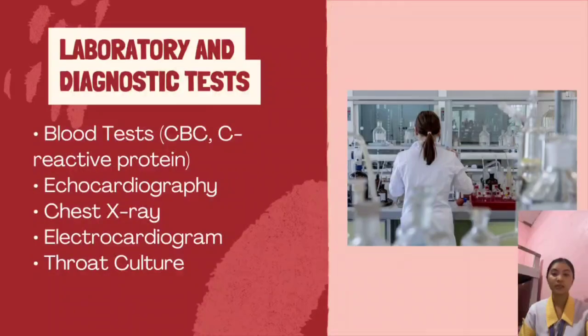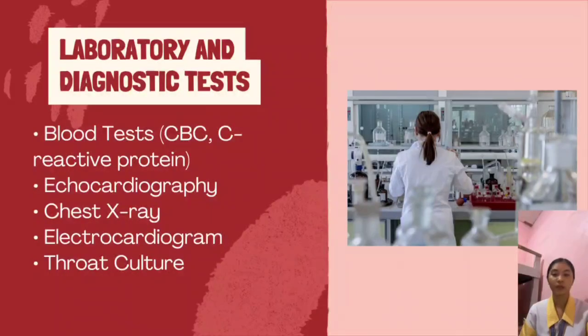So next is chest X-ray. It provides a visual of the heart and lungs. In rheumatic heart disease, it can show signs of heart enlargement or cardiomegaly due to chronic valve damage and increased workload on the heart.